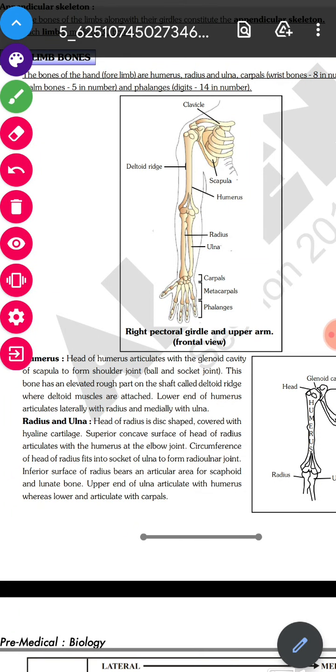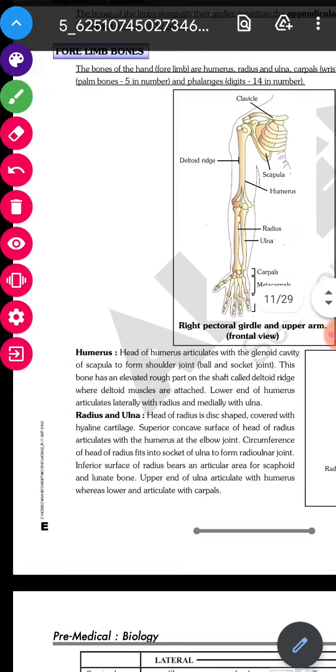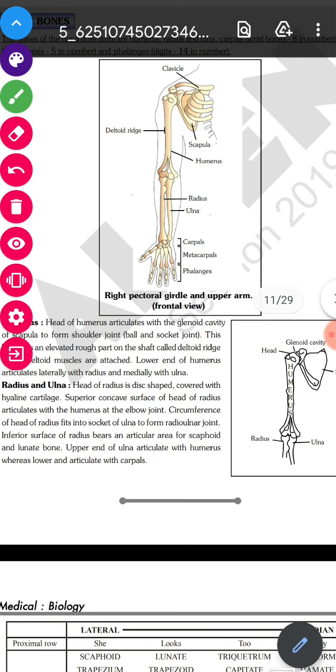Hello students, we are going to talk about the forelimb today, which is also called the pectoral girdle. In the pectoral girdle, when you talk about the shoulder bone, over here, a triangular shape, you will be able to see a scapula. This is also called the shoulder bone.